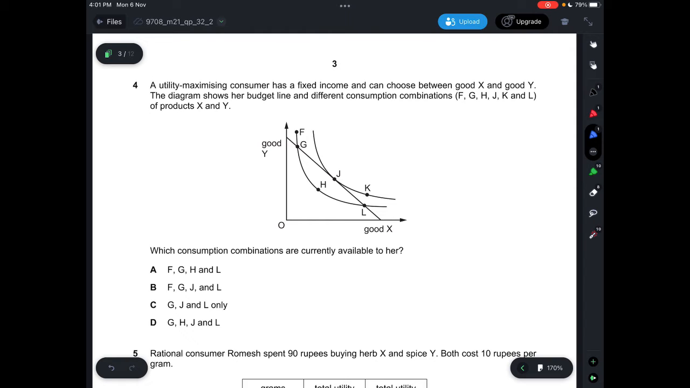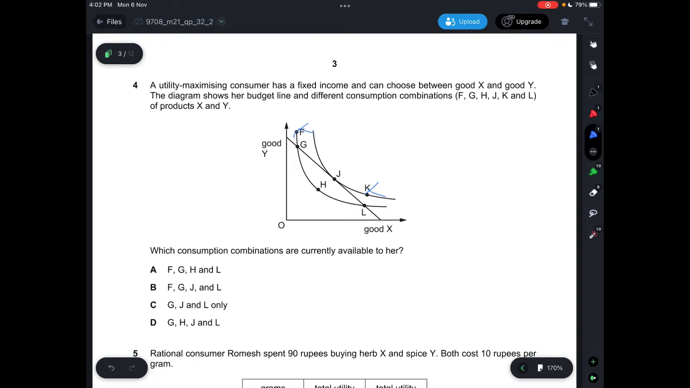So anything that's outside is unachievable because the person either does not have that high of an income, or the goods themselves are just too expensive. So F and K are not achievable, so we can just directly rule that out. So we only have four options left: G, J, H, and L. So anything here that still says F or K would then have to be ruled out.